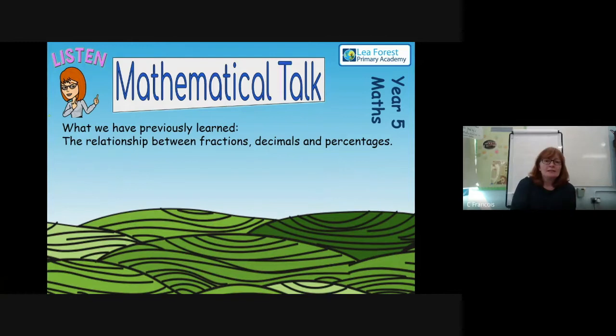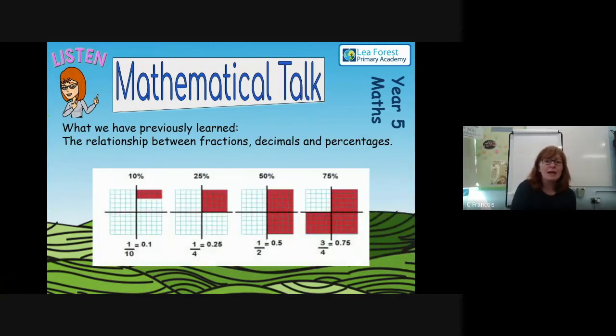What we've previously learned is the relationship between fractions, decimals, and percentages, and they're really, really interconnected, and it really helps our understanding if we grasp this. So we'll have a look. 10%, we've just said, is 10 parts out of the 100 that is shaded. So that would be represented as 1/10 as a fraction, or 0.1 as a decimal.